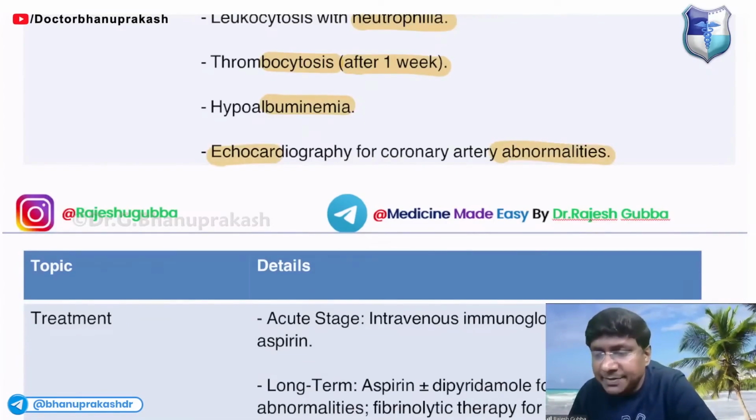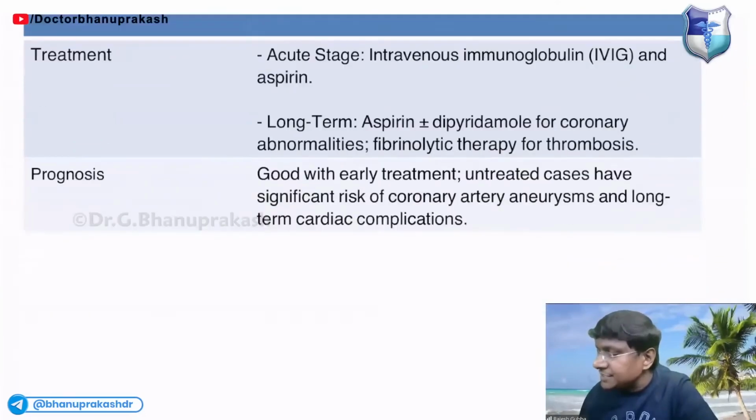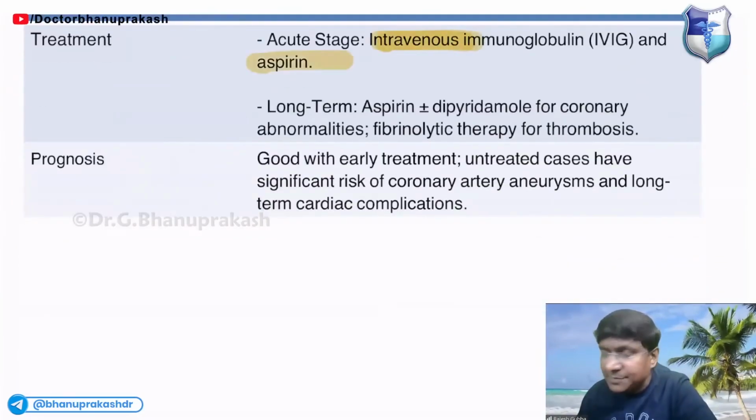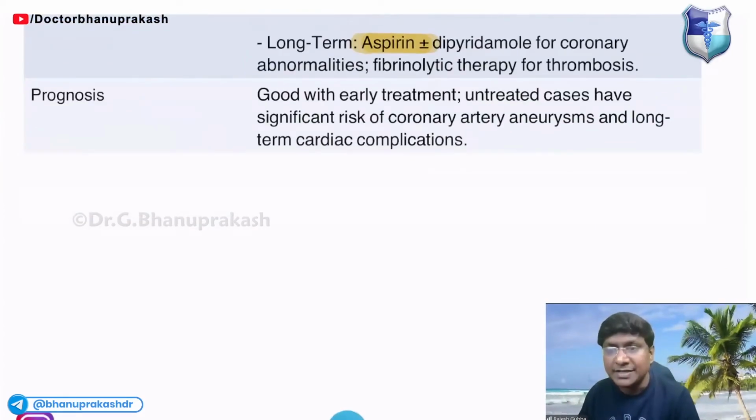So treatment completely depends upon whether the patient is presenting in acute stage or whether the patient is requiring long-term treatment. In acute stage, intravenous immunoglobulin and aspirin should be given. What is required as a long-term? Aspirin should be given in order to prevent the coronary artery thrombosis. And if there is coronary artery thrombosis, you need to give fibrinolytic agent.